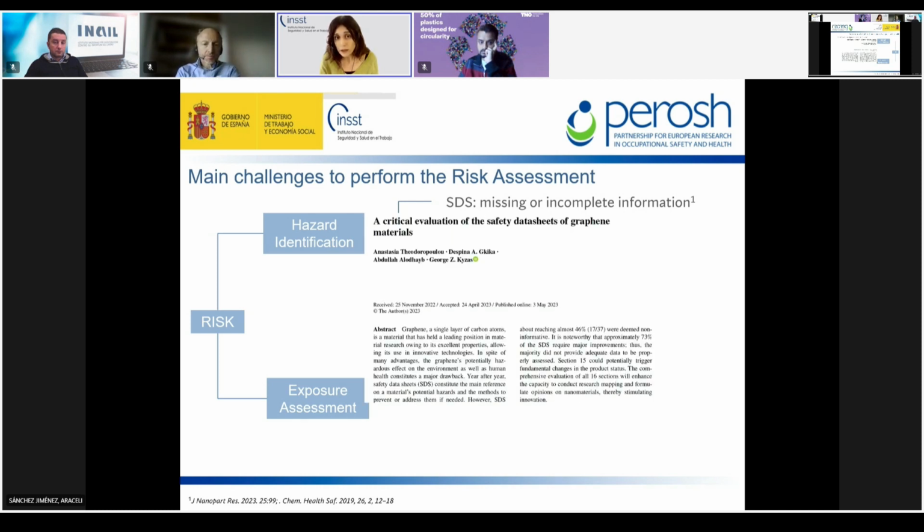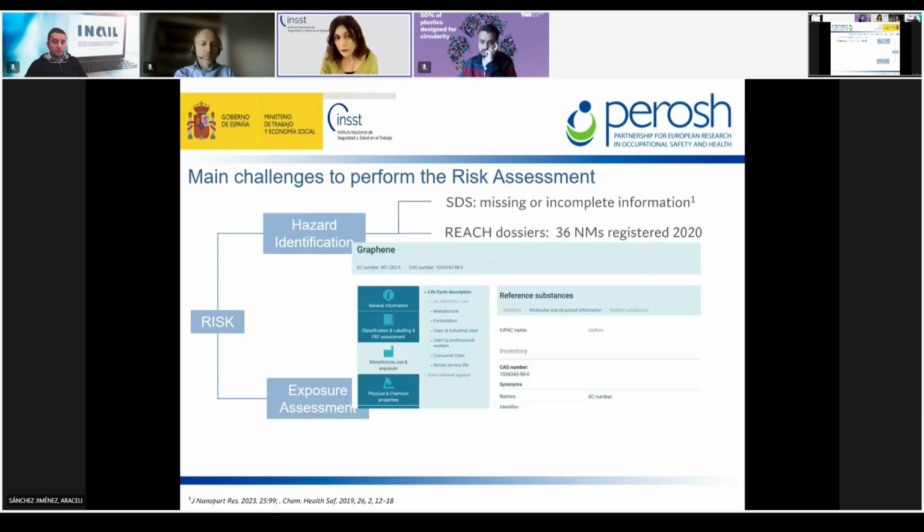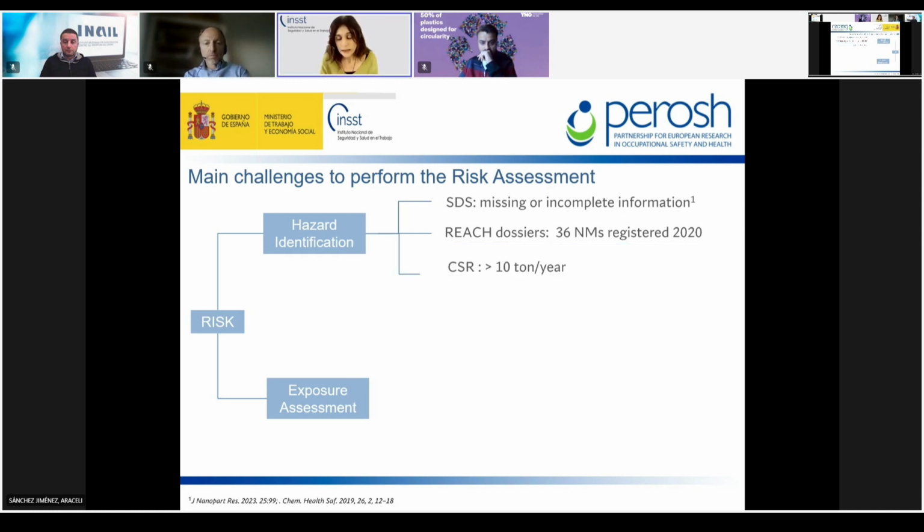In this study, they evaluated safety data sheets for graphene, and 46% were deemed non-informative, and 73% were classified as requiring major improvements. And this is just an example, but there are many other studies that have arrived at the same conclusions. Then the REACH dossiers also have a lot of useful information on the hazard and also on the exposure and on the different life cycles. However, in 2020, there were only 36 nanomaterials registered. I don't have the numbers with me, but I believe there are more than 36 nanomaterials in the market. And then the chemical safety reports also include a lot of information on the hazard and also on the exposure scenarios, but they are mandatory only if the substances are manufactured in quantities over 10 tons a year. And this is not the case with nanomaterials.